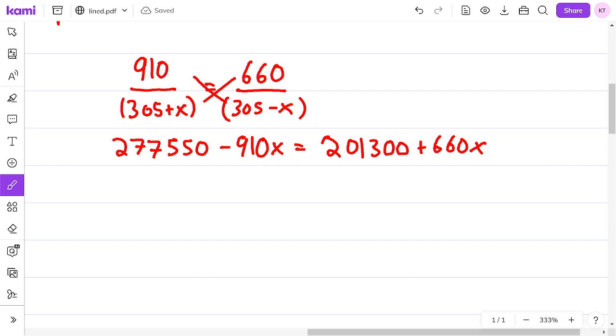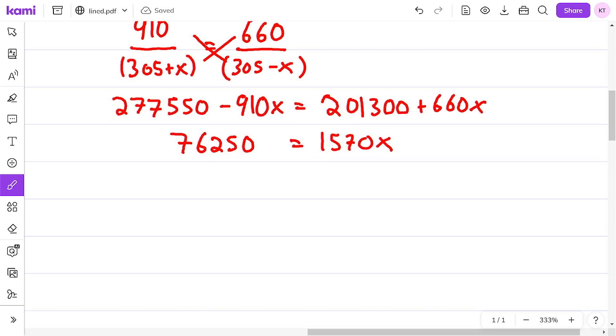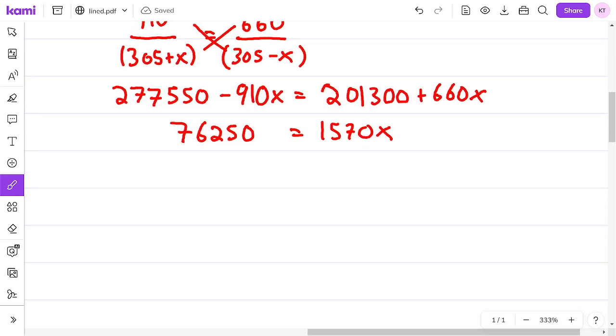And then I solve for x. So that will give me 76,250 is going to be equal to 1570x. And then once I divide both sides by 1570, that will leave me with x is equal to about 48.6.